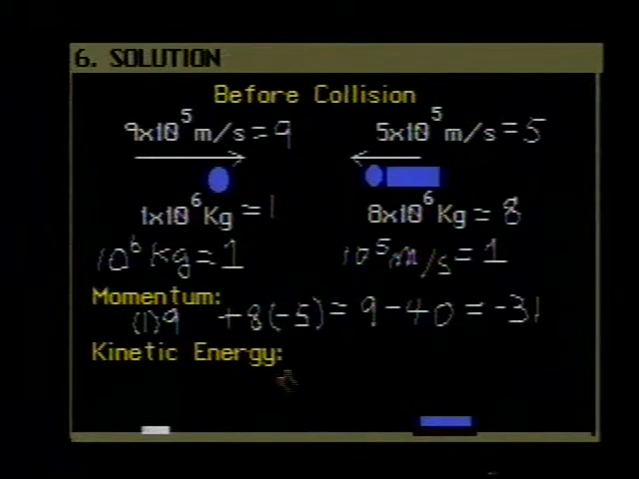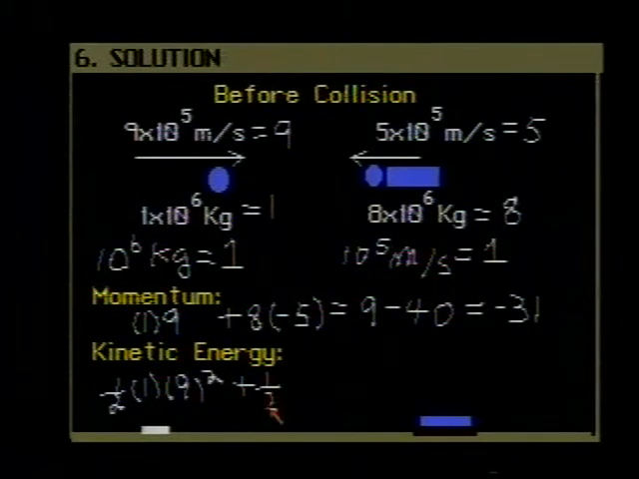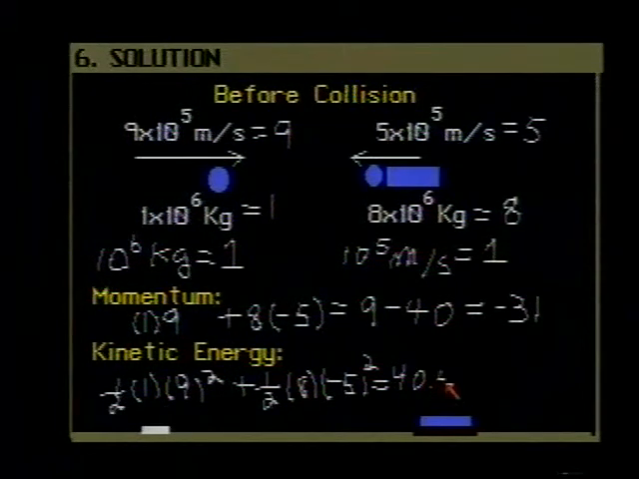For the kinetic energy before the collision, I write that the kinetic energy of the asteroid is 1/2 of 1 times 9 squared, plus for the starship 1/2 of 8 units of mass times minus 5 squared. And if you work this out, you get 40.5 plus 100, or 141 units of energy for the original kinetic energy.